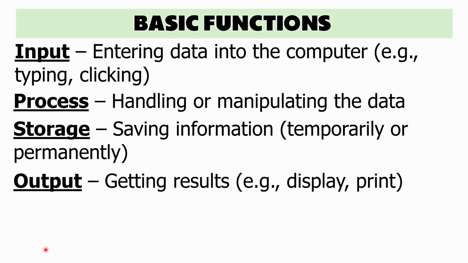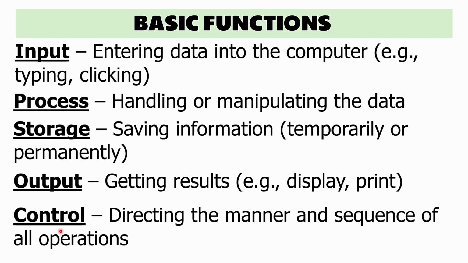Next is output. It is getting results. Example, display or print. Seeing your typed essay appear on the monitor or printing a copy with a printer. Next one is control, directing the manner and sequence of all operations. Example, the computer's control unit makes sure your typed letters show in the correct order, your files save properly, and your commands are followed step by step.